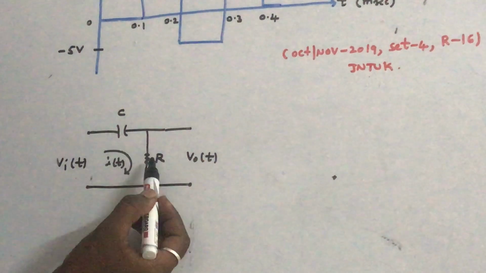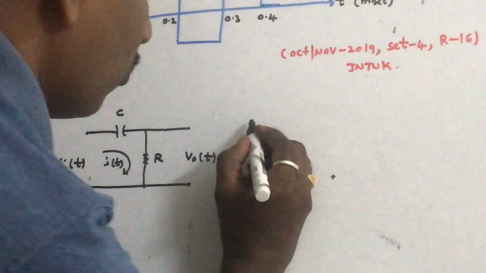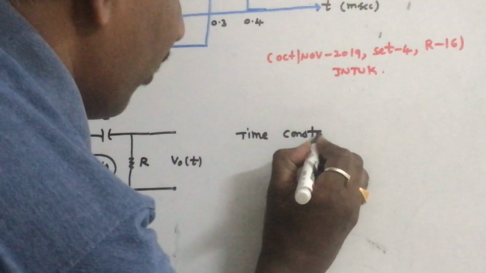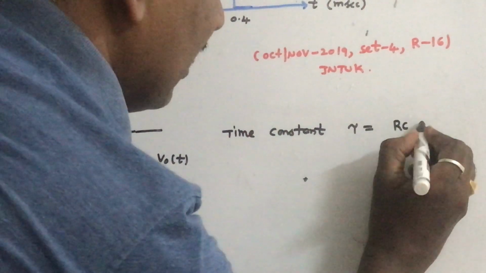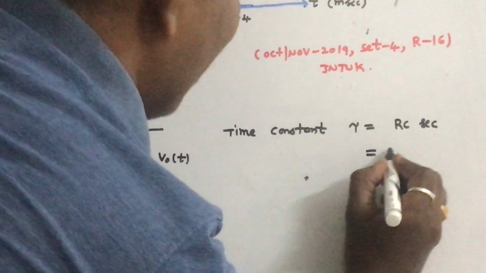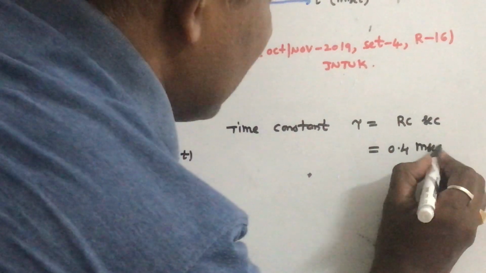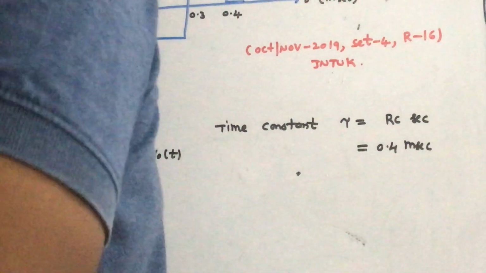So what is the time constant of the circuit? The time constant is a very simple formula, R into C. As you know, the time constant is represented by tau, which is equal to RC seconds. What is the value? It is given as 0.4 milliseconds in the problem. Now let us draw the response of the circuit.